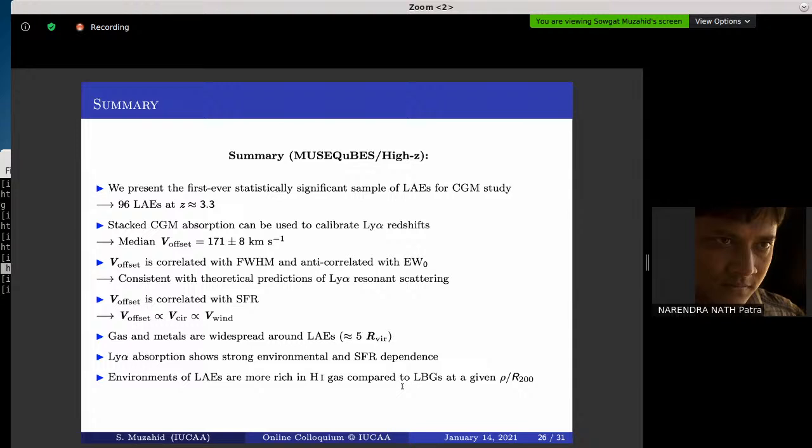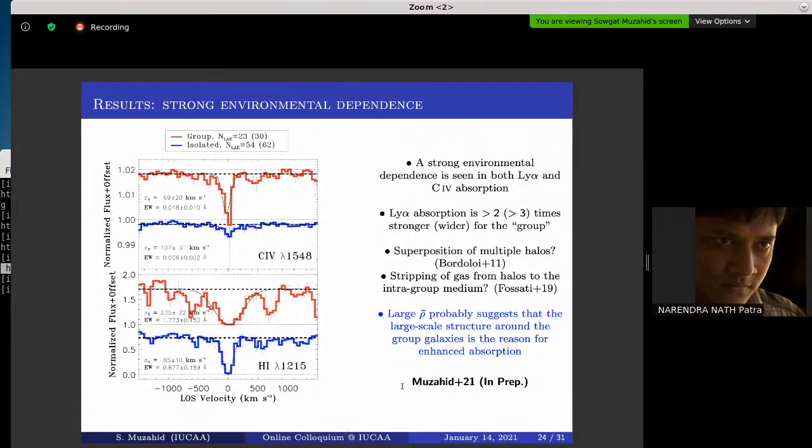Hi. So I had two questions. Can you go to slide 24, where you showed two groups and isolated? Yeah, this one. If you see the trend in the top panel, the C IV line and the H I line widths show opposite trends. In the group sample, the carbon line is narrower compared to the isolated sample, but in H I it is opposite. How do you reconcile that?